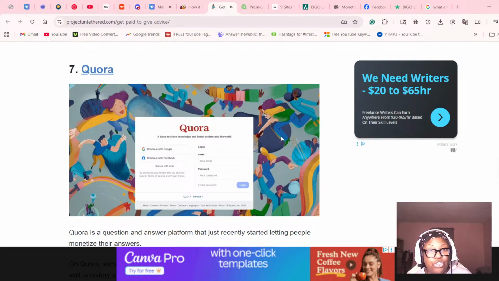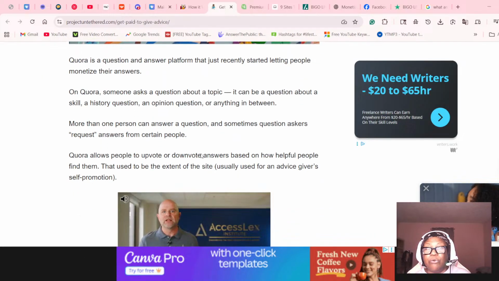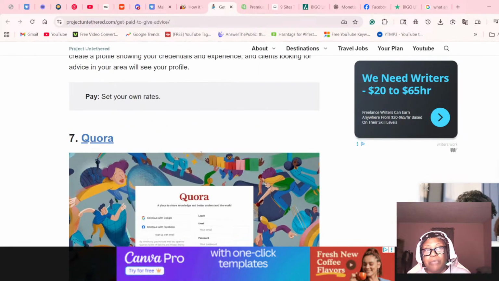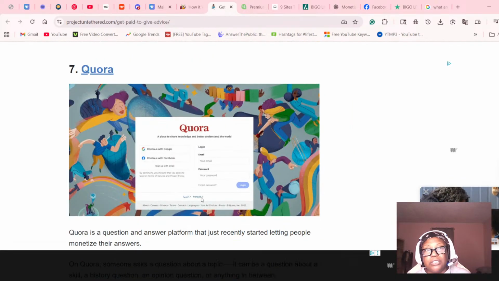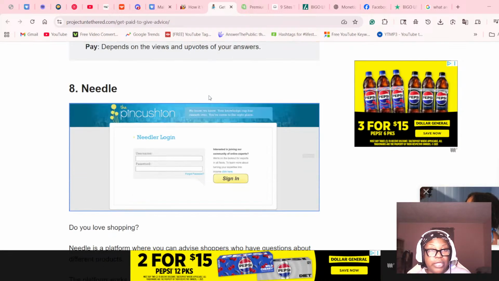Quora, which I guess they started like a monetization program or something. I never knew that you could make money with Quora, but this is the second website that says you can make money with Quora, so y'all might want to look at it.